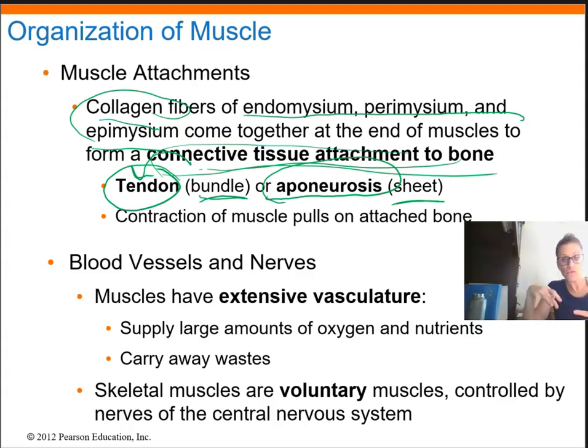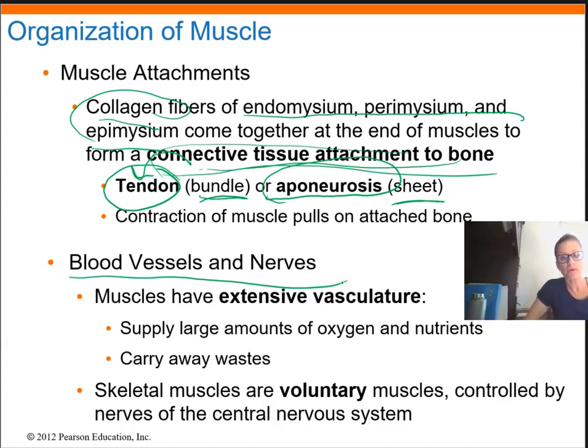Our muscles have muscle tissue, obviously, which is what we're going to focus on for the most part, the muscle cells or muscle fibers. But there's also, like we just said, connective tissue in those three membranes, and there are blood vessels and nerves present in the tissue as well.